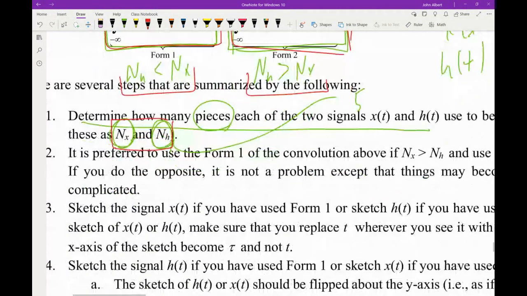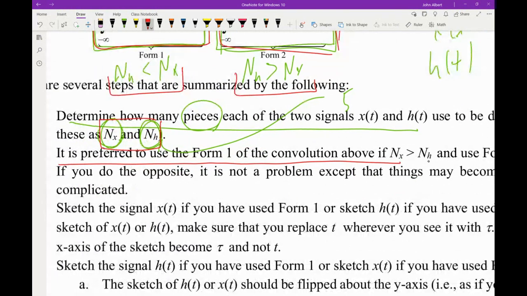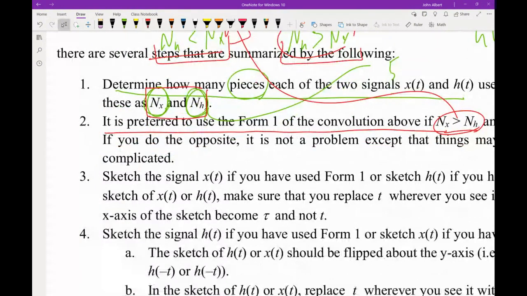And this is basically the first 2 steps I'm saying here. It is preferred to use form 1 if nx is greater than nh. I hope that I didn't mess them up. Maybe I wrote it kind of the opposite. Nx is greater than in here, while in there I said nh is smaller than. So this basically means use form 1, and for the opposite, use form 2. Okay, good. Any questions so far?